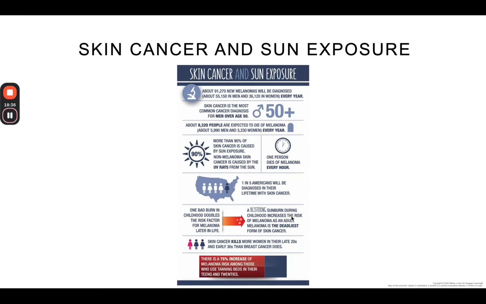I also found it interesting that 1 bad burn in your childhood can double the risk factor for melanoma later in life. Also, a blistering sunburn during childhood increases the risk of melanoma as an adult, and melanoma is the deadliest form of skin cancer. Skin cancer kills more women in their late 20s and early 30s than breast cancer does. And then there is a 75% increase of melanoma risk among those who use tanning beds in their teens and 20s.